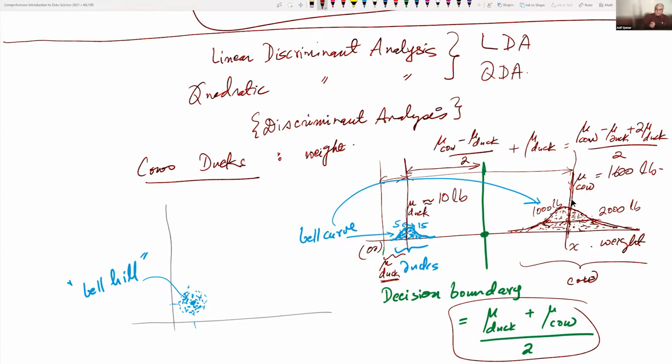The technical term is not bell hill. The technical term is still a normal, multidimensional normal. It is still a normal distribution, or Gaussian distribution, except that it is a 2-dimensional Gaussian distribution. And well, this is the weight axis. This is the size axis. As you can see, ducks are small and light, but cows are big and they will be centered around here. And so they will be clustered.